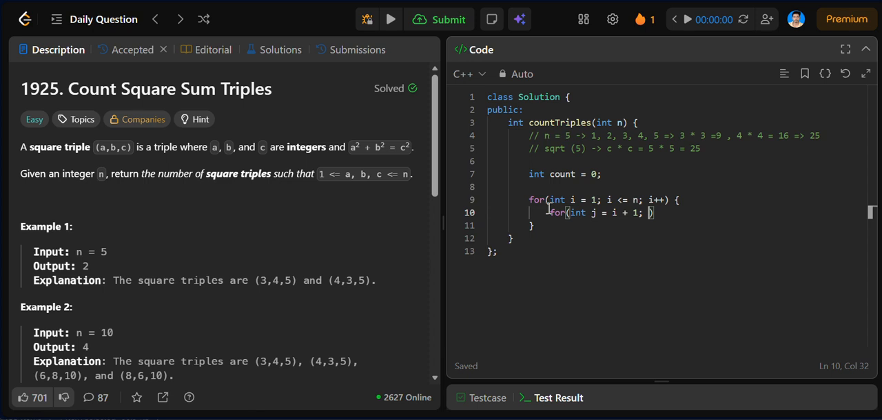Why can we take from i plus 1? Because of uniqueness. We should not take the same elements, that means the same array element, twice. That means a duplicate. So for that reason we start i from the first index, and j from i plus 1, the next one after the first one. So j less than or equal to n, and j plus plus, right?